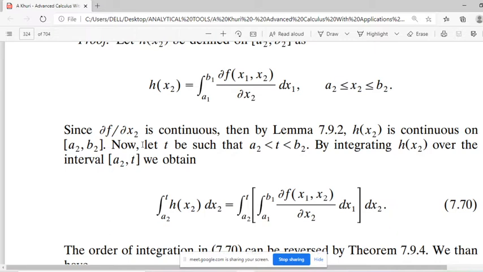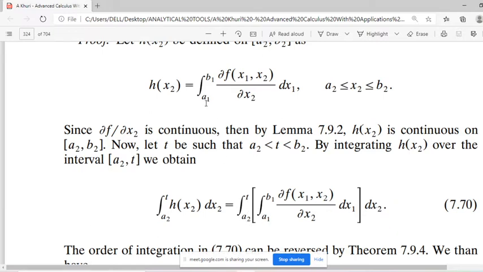So yeah, since ∂f/∂x2 is continuous, h of x2 is continuous on the closed interval [a2, b2]. Now let us take a variable t such that a2 < t < b2. We can integrate h of x2 over a2 to t. The integral from a2 to t of h of x2 dx2 equals the integral from a2 to t.